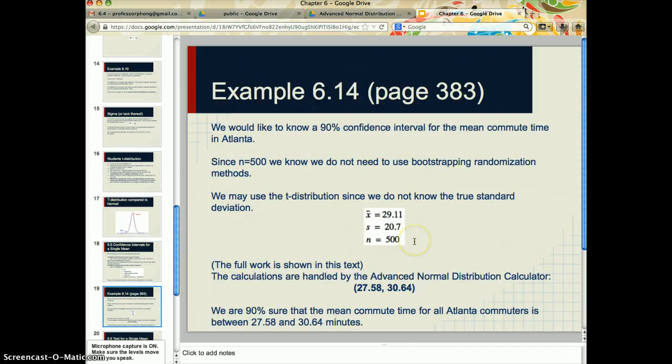Let's look at an example. Again, the normal distribution calculator will do most of the heavy lifting for us. If we want to know the mean commute time in Atlanta, as in example 6.14, we gather data. Suppose we sample 500 different commuters, and we get a mean commute time of 29.11 minutes and a standard deviation of 20.7 minutes. Since our standard deviation was derived from our sample and it's not the true standard deviation, we're going to use the t-distribution.